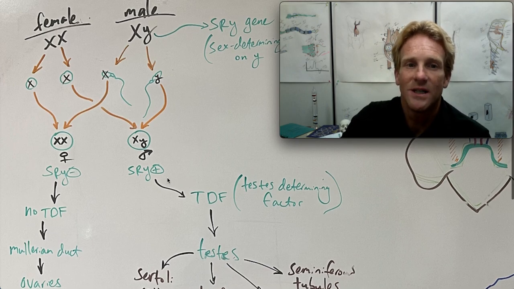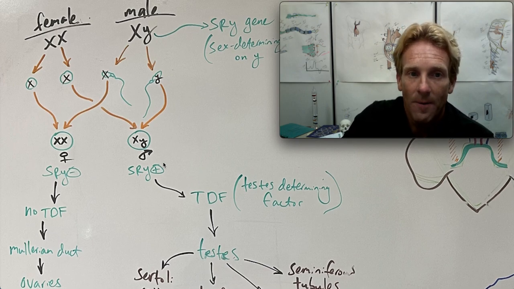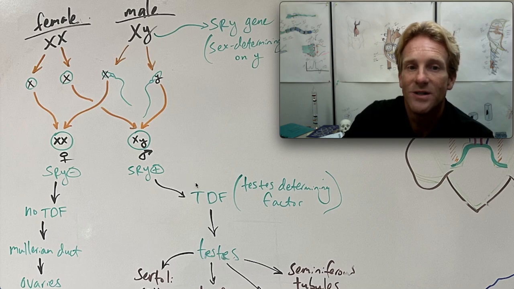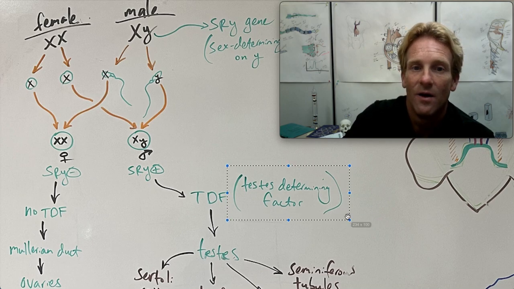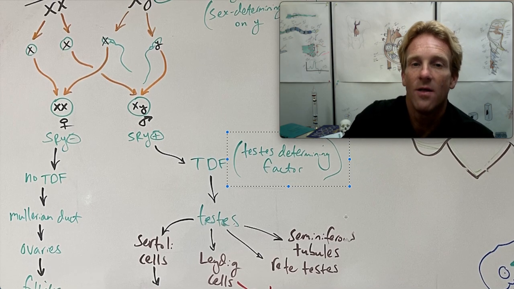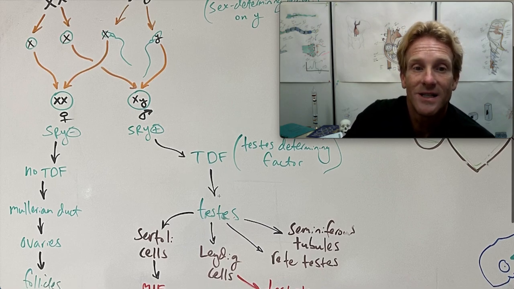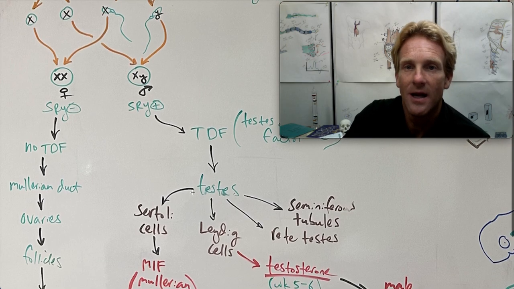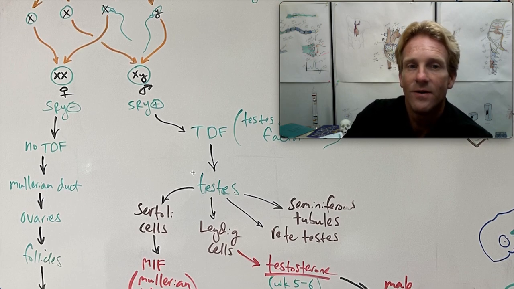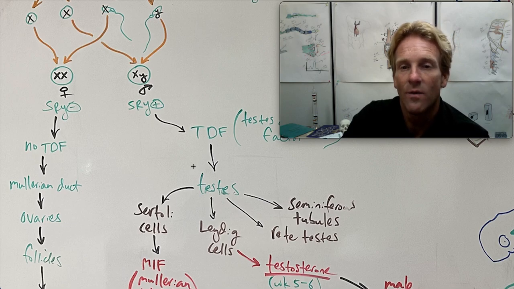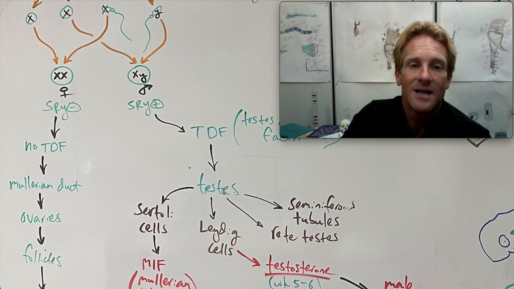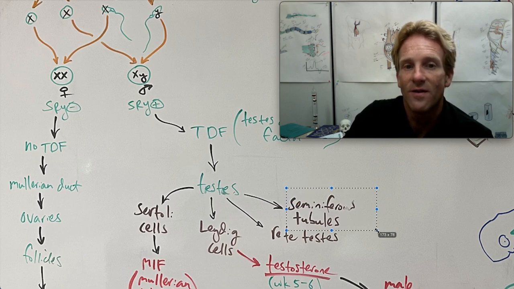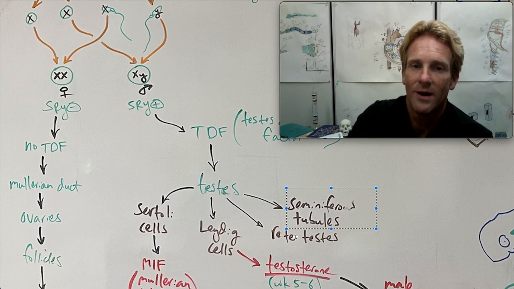What this SRY gene is going to do is cause this embryo to start producing a growth factor called TDF, which stands for testes determining factor. Okay. This is really going to kickstart the development of the male reproductive system. And it is going to stimulate the gonad in this embryo to form into testes. Okay, and if we remember from the first day of class, as the testes form, this is going to cause the seminiferous tubules to form within the testes. Those are literally the structures that will later produce sperm.